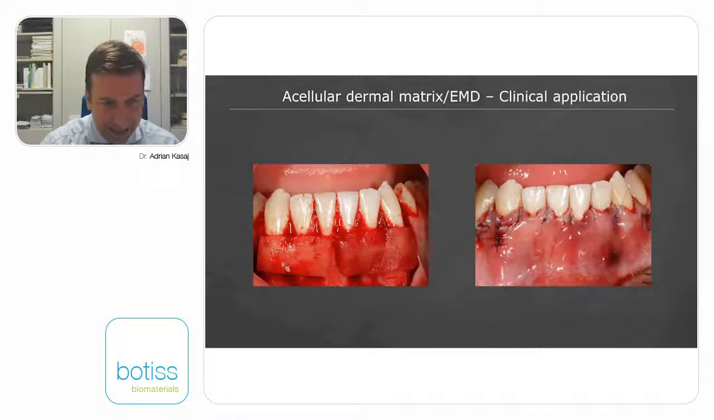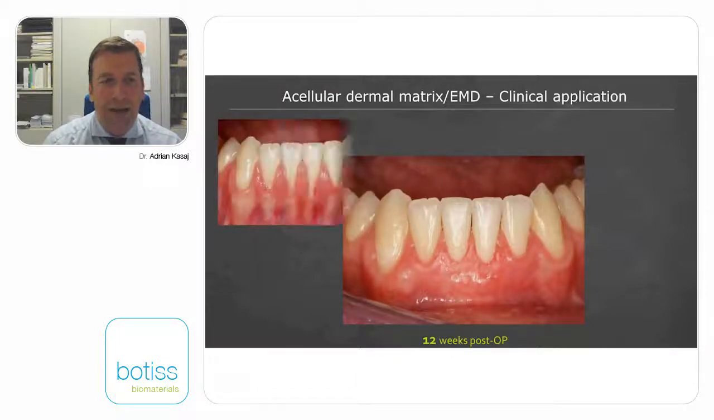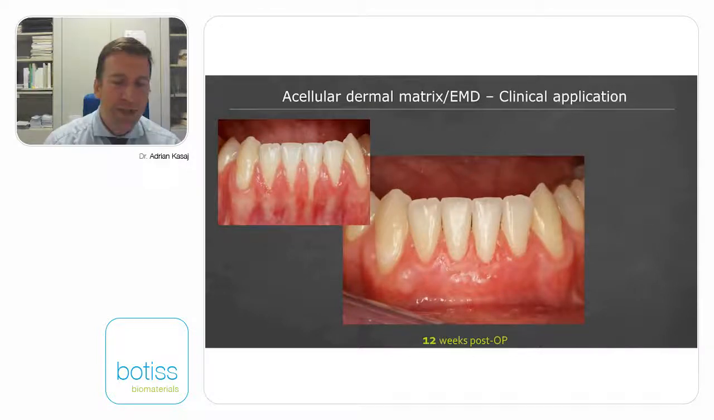For example, like in this area, you see the coronally positioning of the flap and the 12 weeks healing outcome in comparison to the baseline situation. You see some nice wound healing, significant coverage of the root surface, but also a nice thickening of the marginal functional tissue, which is important for the long-term stability.